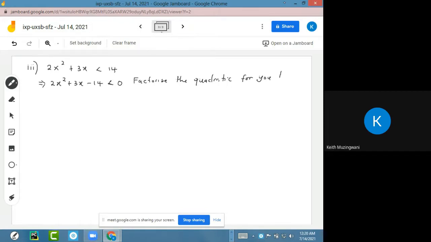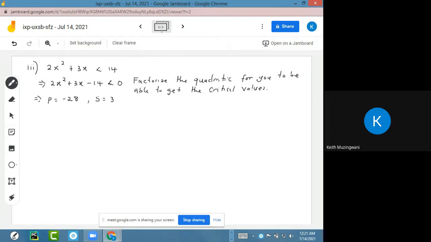For you to be able to get the critical values, how do we factorize? We have 2 by negative 14, that is negative 28. Two numbers that when we add, we get 3, and when we multiply, we get negative 28. So the product is negative 28. The sum is 3.